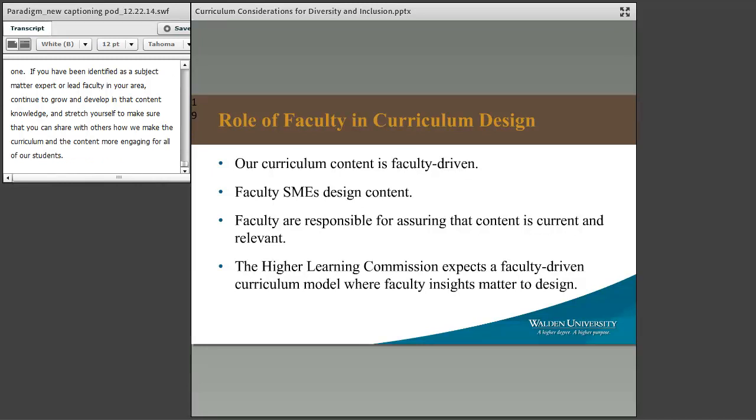We are responsible for making sure that the content is relevant, and the Higher Learning Commission has the expectation that the curriculum is faculty-driven and that our faculty are very engaged, and the leaders in deciding what the content is in our courses.